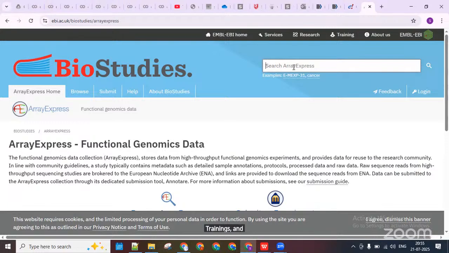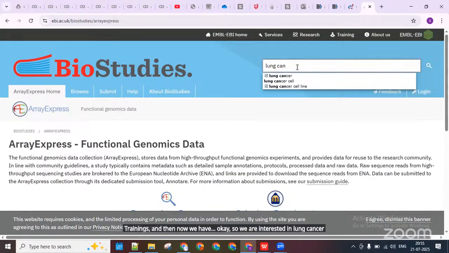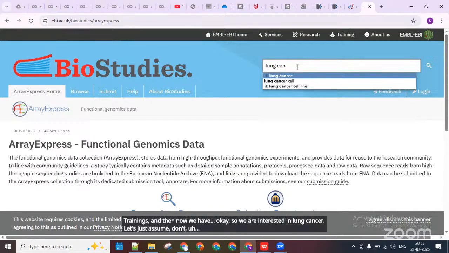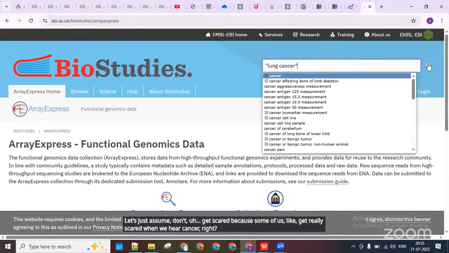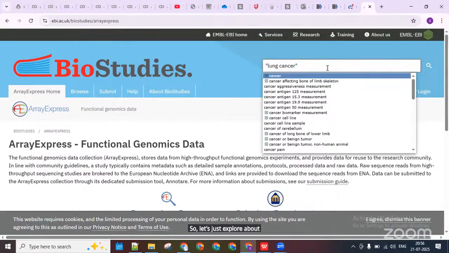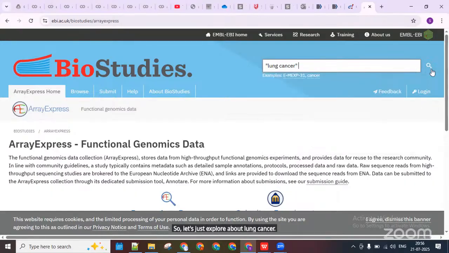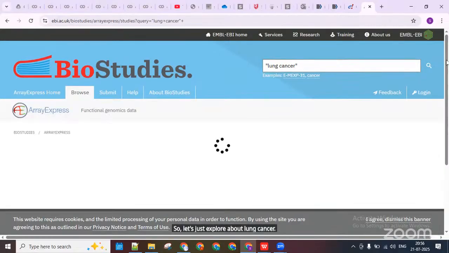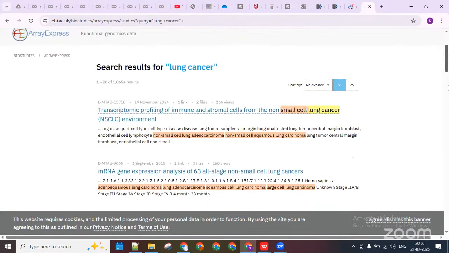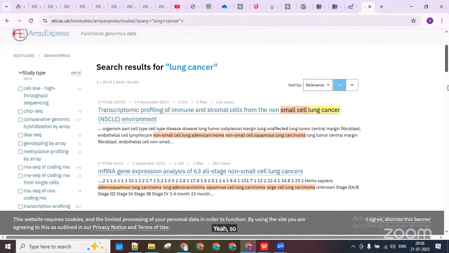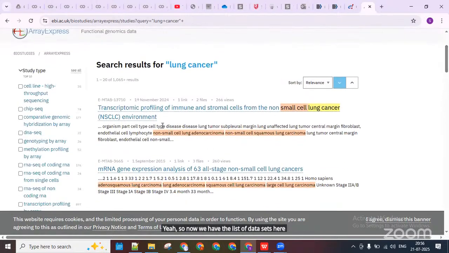Now, we are interested in lung cancer. Let's just assume, don't get scared, because some of us get really scared when we hear cancer, right? So let's just explore lung cancer. Yeah, so now we have the list of data sets and samples.